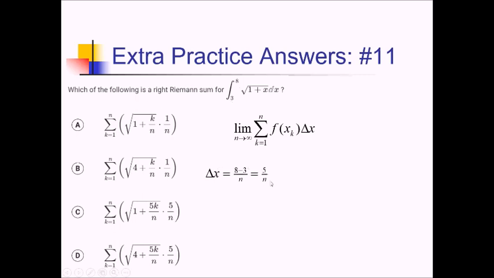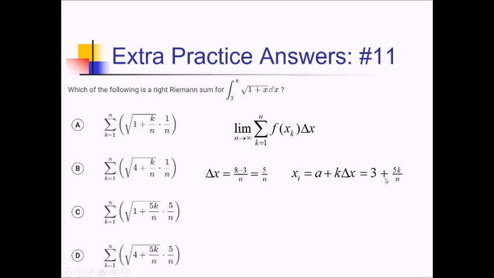And then to figure out this x sub k thing that we're going to plug into f, this is generally going to be the a value, the lower limit of integration, plus k times delta x. So our a value in this case is 3. And to that we're going to add k times this 5 over n term that we just found. So that's going to be 5k over n. So this is what x sub k is looking like.